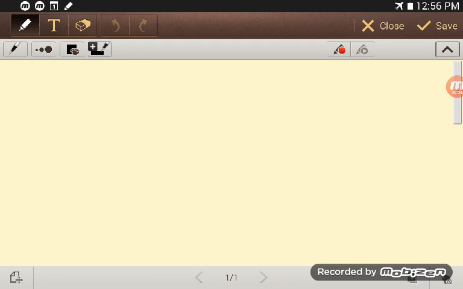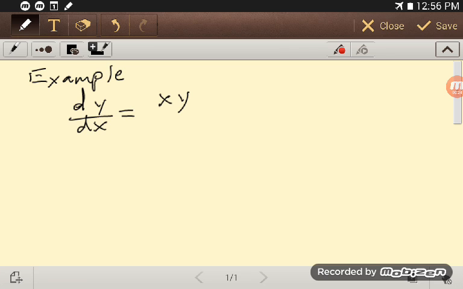Let's look at separation of variables still. Here's an example. Suppose we have something like, and this time I'm going to write it as dy/dx equals, let's say we had something like x times y plus y, something like that.